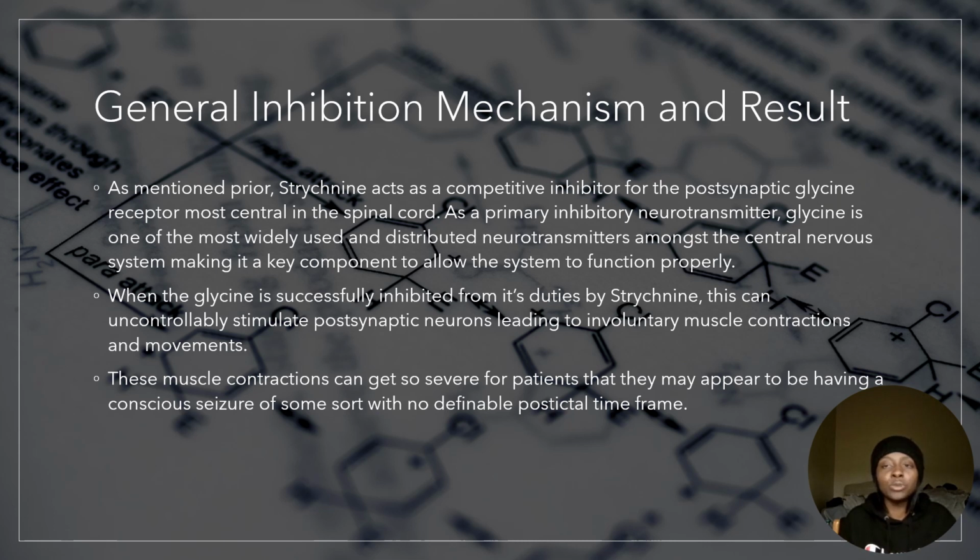When glycine is successfully inhibited, it manages to uncontrollably stimulate the postsynaptic neurons, which leads to involuntary muscle movements as well as contractions. Because of this, these muscle contractions can get so severe to the point where it basically looks as though the patients are having a conscious seizure, like they know what's happening and they're aware of it. And it's kind of a scary thought when you think about it. But yeah, that's the result of this inhibition mechanism. It's not a good one.